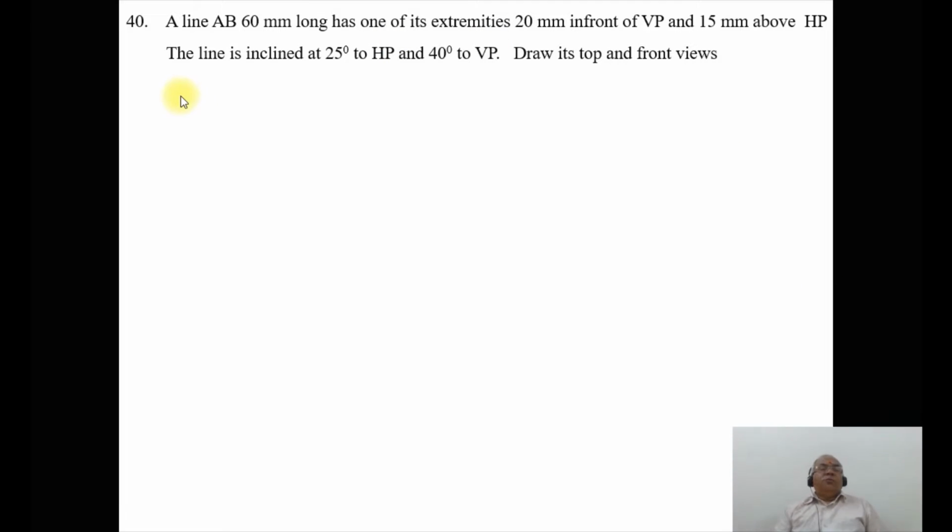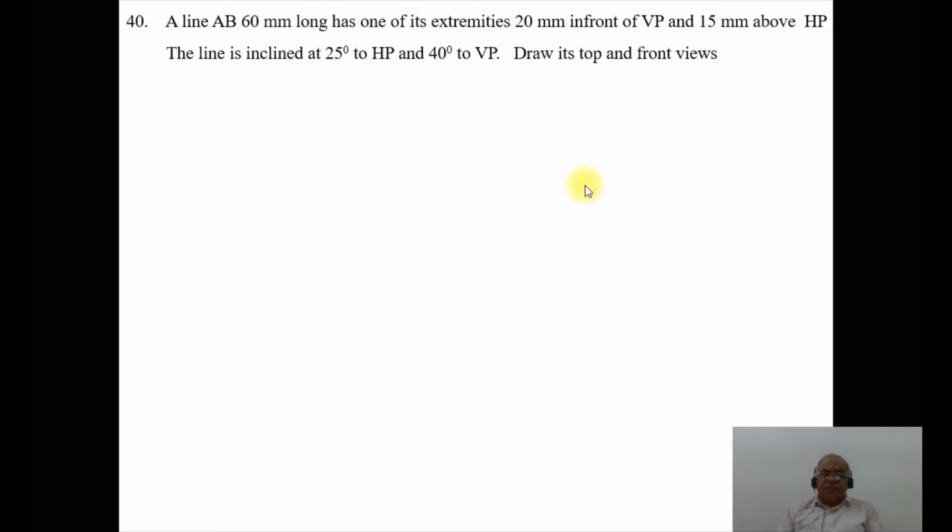Now we are going to take up one more problem, problem number 40. How to analyze this problem and solve it by using the sketchbook. A line AB, 60 mm long, has one of its extremities 20 mm in front of VP and 50 mm above HP. The line is inclined at 25 degrees to HP and 40 degrees to VP. Draw its top and front views.